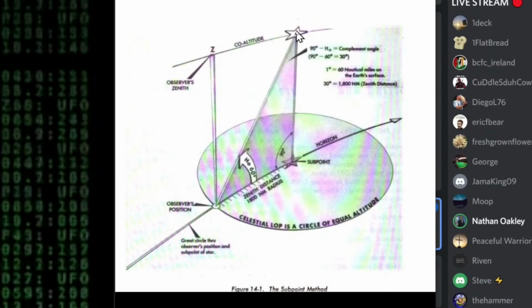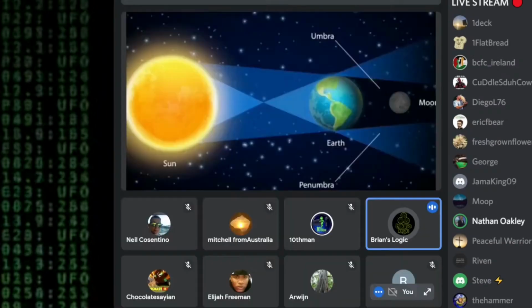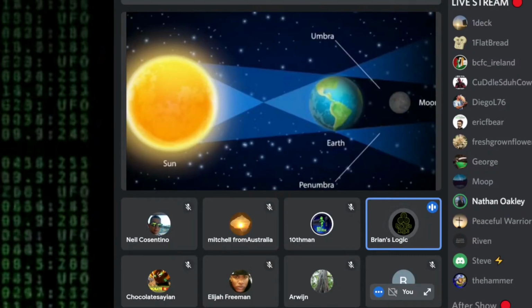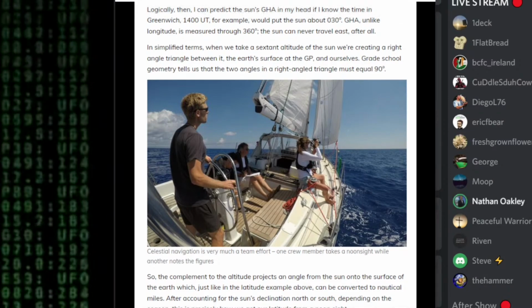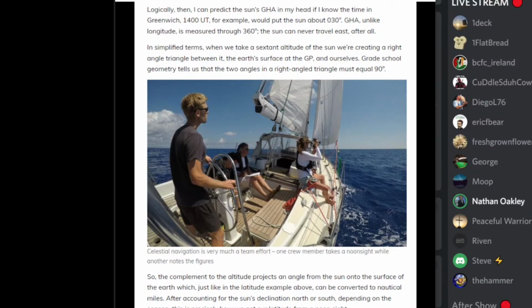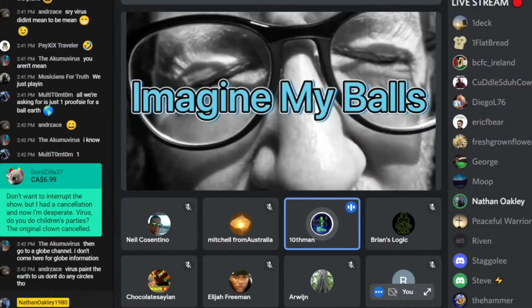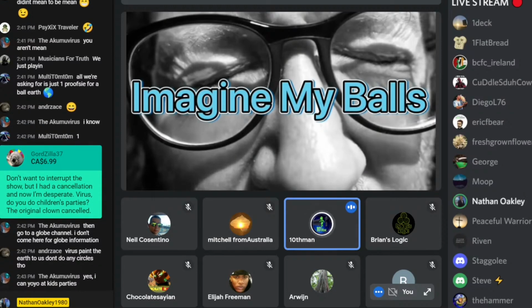So the people who are saying these things are crazy, and as Tent says, they cite themselves. They don't cite anything really official. In simplified terms, when we take a sextant altitude of the sun, we're creating a right angle triangle between it, the Earth's surface at the GP, and ourselves. Grade school geometry tells us that the two angles in the right angle triangle must equal 90. How they get around this is impossible. If they want to take one of those things out, at the end, you must minus from 90. Why can't you just do it off the surface of a curved Earth? Because it's impossible to get an angle with a curved baseline. Stage of the sextant.